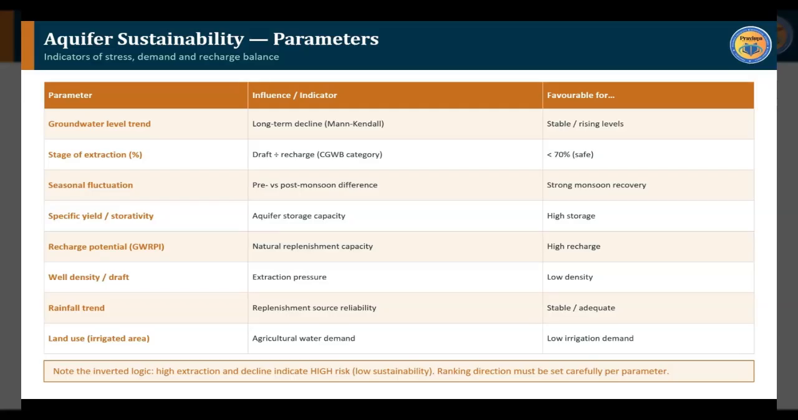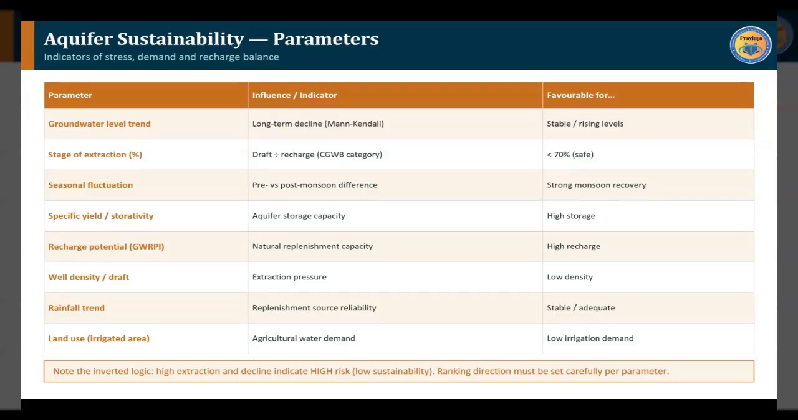Notice also that this assessment deliberately includes both sides of the water balance. There are supply side parameters about recharge, and there are also demand side parameters about extraction. You cannot judge sustainability from only one side; you have to consider both, that is groundwater withdrawal and groundwater recharge.